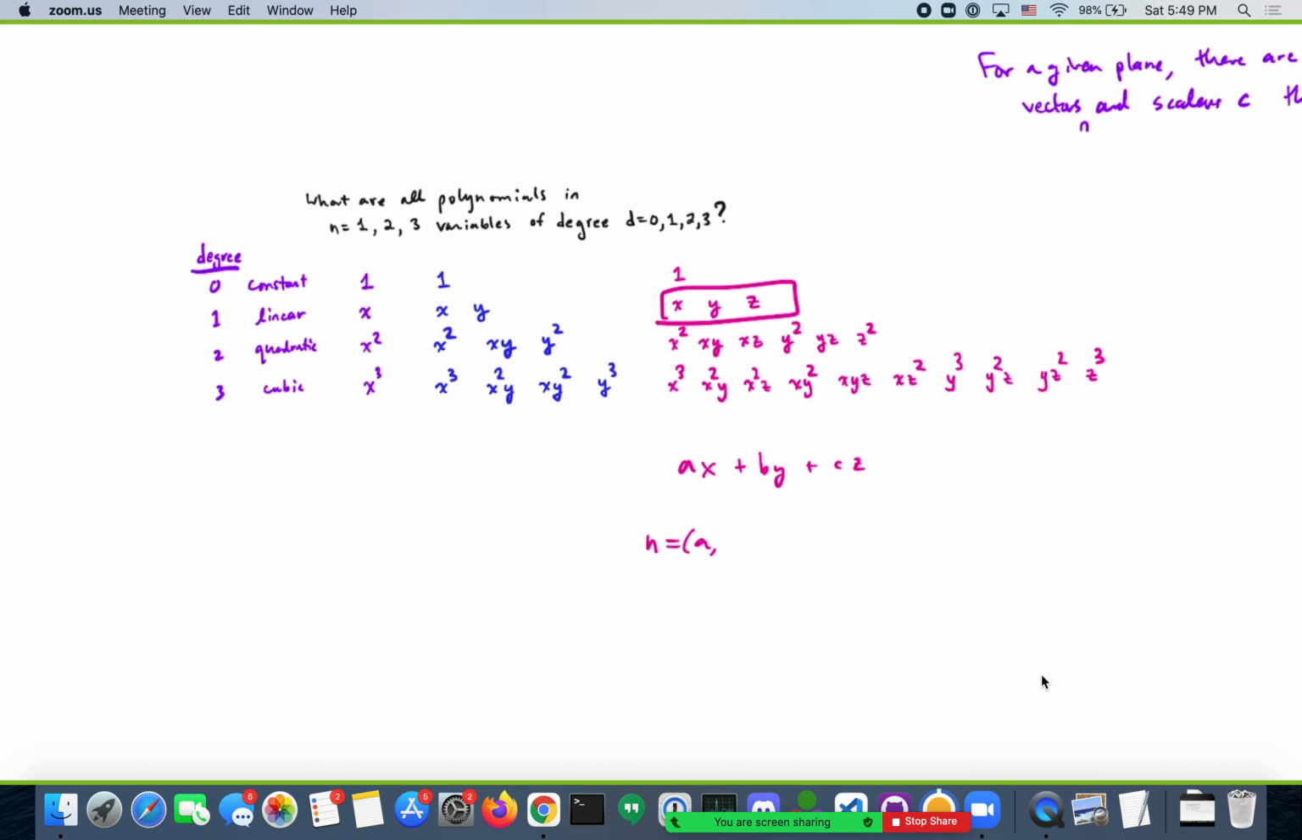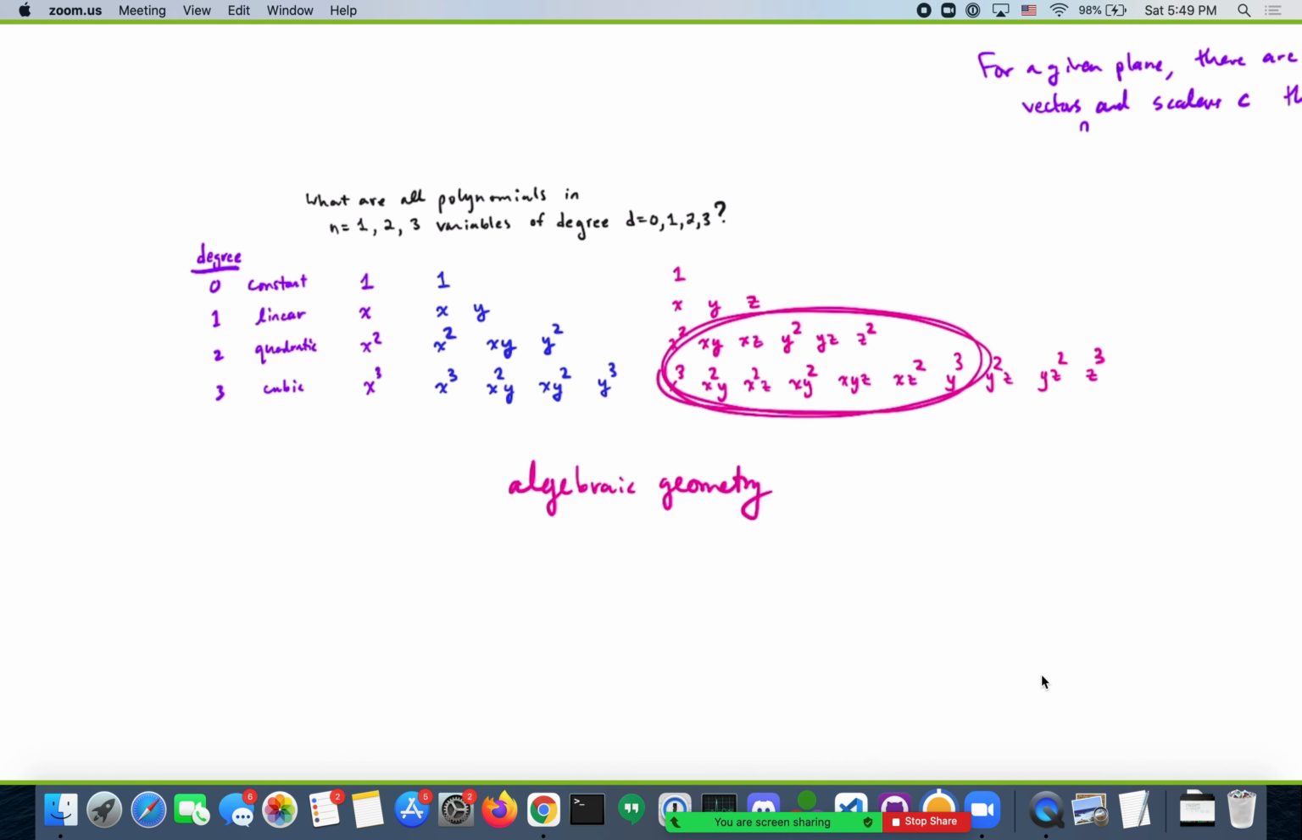So that's why when we're doing flat objects like lines and planes, we can only use these linear terms. If we start using higher order, we start getting curvy, interesting things. And those are harder. That area of math would be called algebraic geometry. It studies what happens to the geometric objects that are described by higher degree polynomials.